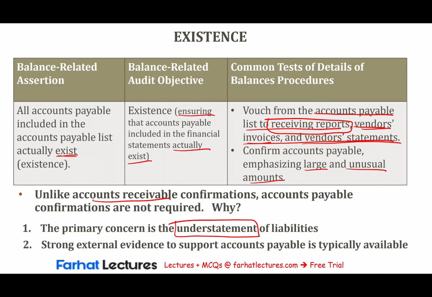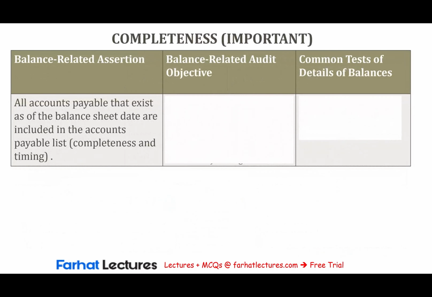So strong external evidence to support accounts payable is typically available. It's always available for us. So we don't have to send confirmations, nor do we have to do a lot of digging to know whether an accounts payable actually exists. If we have a receiving report and a vendor statement, if somebody billed us and we have a receiving report from them, that accounts payable actually exists. The concern is, did we report all the accounts payable?